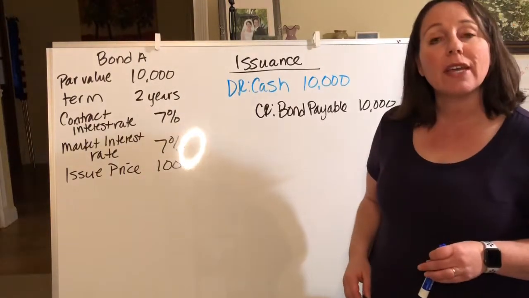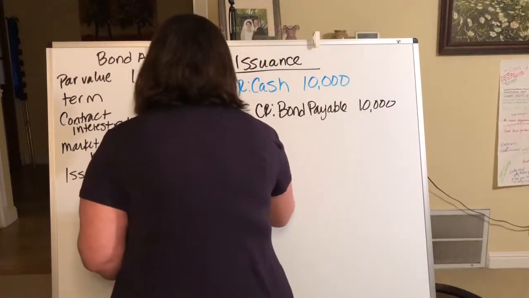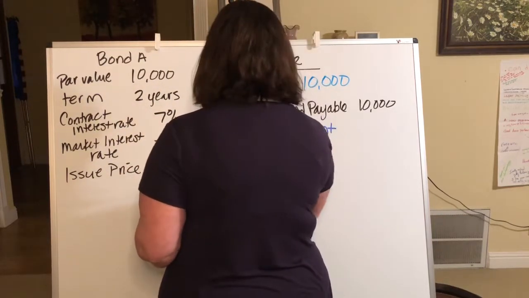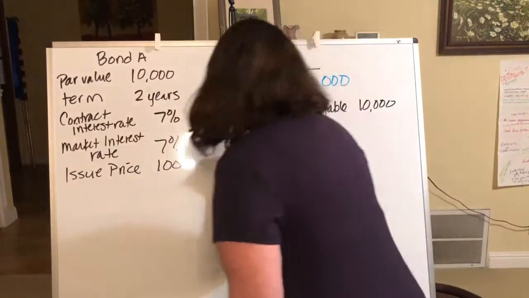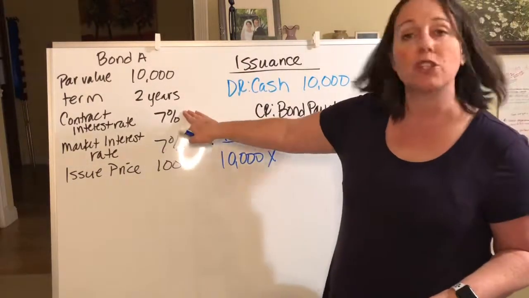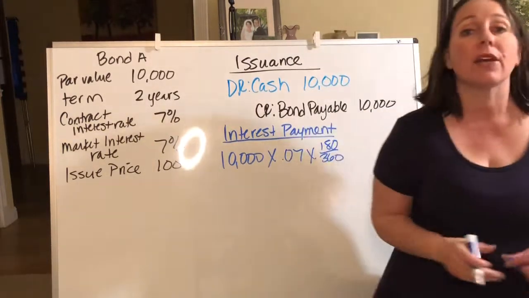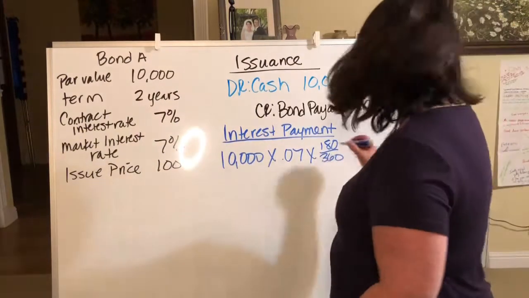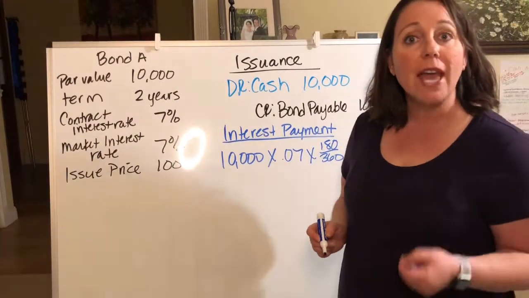Next, I need to calculate my interest payment, my semi-annual interest payment. And my interest payment is going to be par value, which is $10,000, times my contract interest rate, which is 7%, times 180 over 360. And that is going to be $350. So the bondholder will get paid $350 every 6 months.